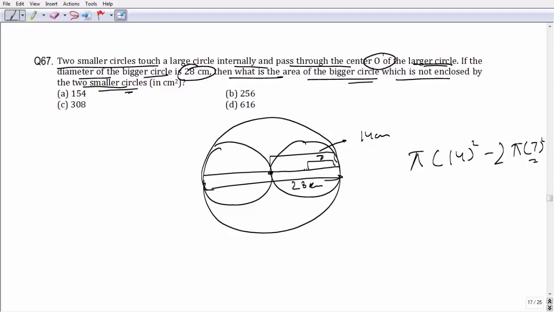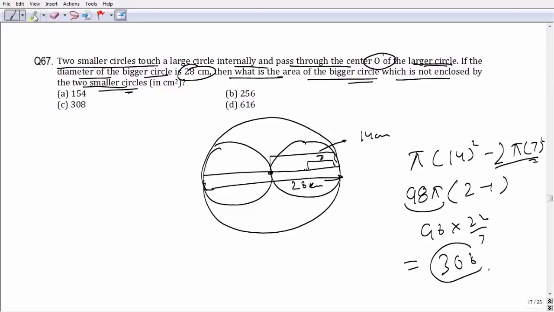Now, taking 2 pi into 14, that is 98 pi, common from this, we will be left with an equation. We will be left with 98 pi inside the bracket, 2 minus 1, and the value of 98 pi is 22/7, giving us the value as 308 centimeters squared, and leaving behind option number C as the answer.